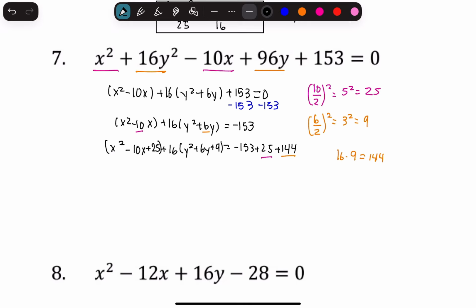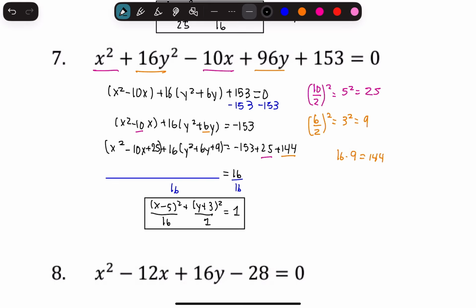So then combining all of this and simplifying this down, after this you would just divide both sides by the result of this. This is going to be 16, so you divide by 16, and then on this side you get 16. You're going to get that expression of x minus 5 squared plus y plus 3 squared divided by 16 over 1 is equal to 1. Now, this is going to be an ellipse.